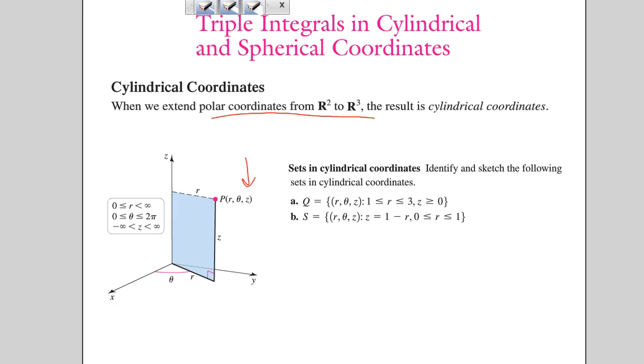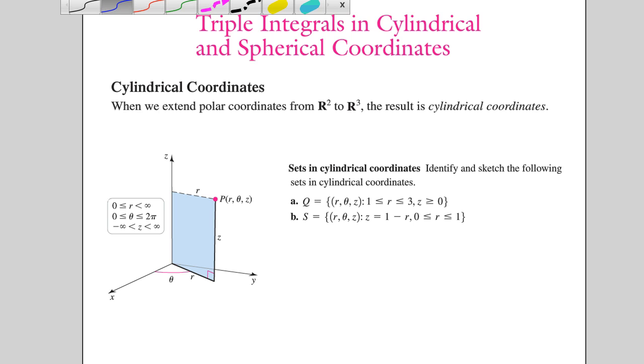So the same thing is happening here that happened with polar coordinates, except for just that one extra piece, that now we have a height above where we end up when we make that rotation. Alright, so this is asking us to sketch these following sets in cylindrical coordinates using this concept of rotating around from the positive x-axis and then adding some type of function onto it.